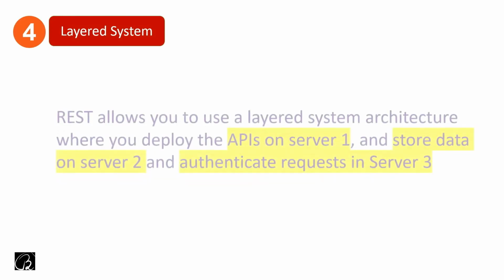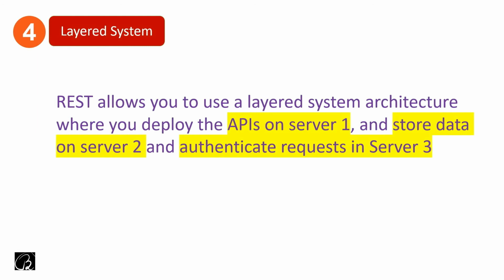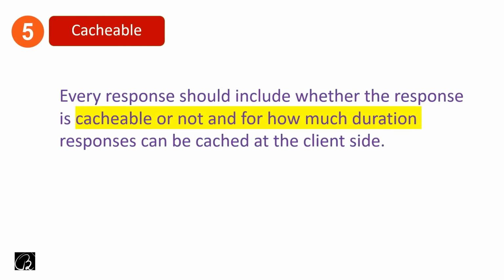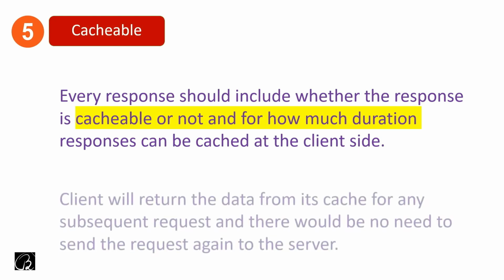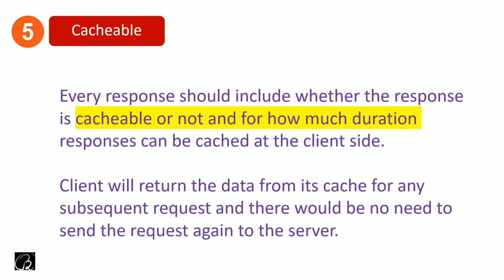REST allows you to use a layered system architecture, where let's say you can deploy APIs on server 1, you can store data on server 2, you can authenticate requests on server 3. So this is how basically you can have a layered architecture. Okay. And the fifth one is cacheable. Every response should include whether the response is cacheable or not, and for how long the response can be cached at the client side. Okay. And the client will return the data from its cache for any subsequent request, and there would be no need to send the request again to the server.